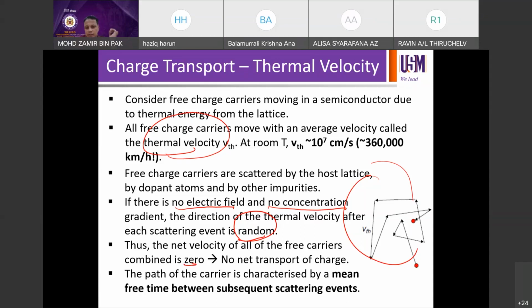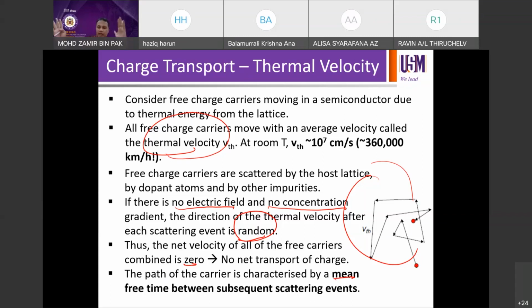The path of the carrier is characterized by a mean free time between subsequent scattering events, right? So that means between the current scatterings, pelanggaran yang berlaku sekarang, katalah dia langgar sekarang dengan lattice, boom, done, till the next collision. So that is called mean free time. Okay. Kalau you ada longer mean free time, that means the frequency of collision will not be as high because there'll be time, a long time before they experience the next collision or the next scattering.